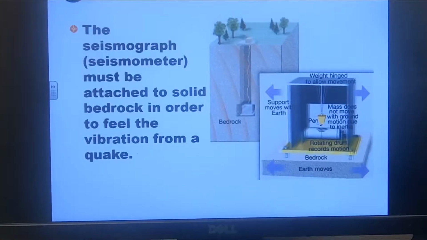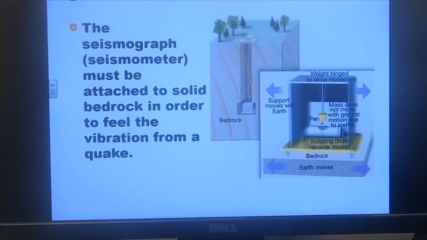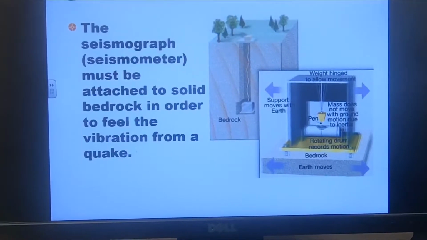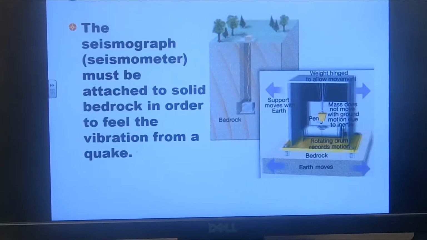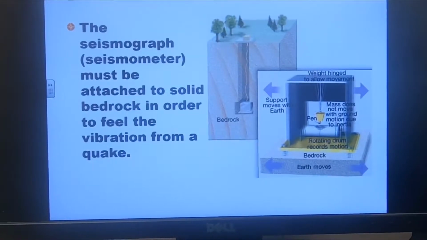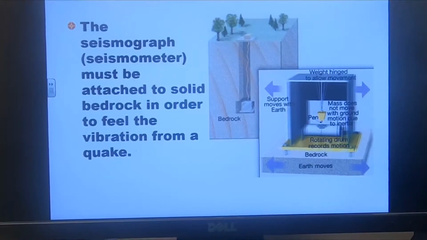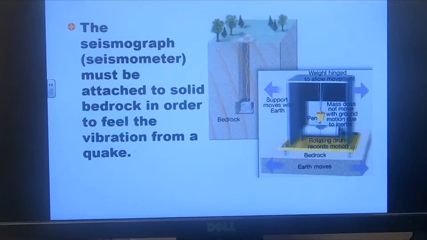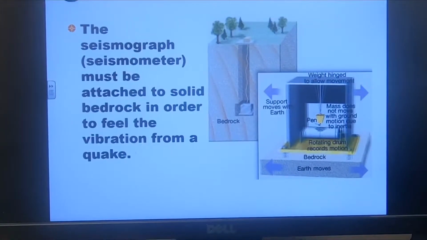Now, the seismograph, and sometimes it's known as a seismometer, it's the same thing. It must be attached to solid bedrock in order to feel the vibration from a quake. So if you look at the picture there, a hole is dug deep inside the Earth's crust, into the bedrock, and the seismograph machine is placed deep inside there with cables connecting it to the surface to give us readouts minute by minute, second by second actually, of what is actually going on there. And seismologists study these all day, especially in places where we know earthquakes occur, to give us indications and warning signs that maybe a large one is coming, and for people to take precautions.